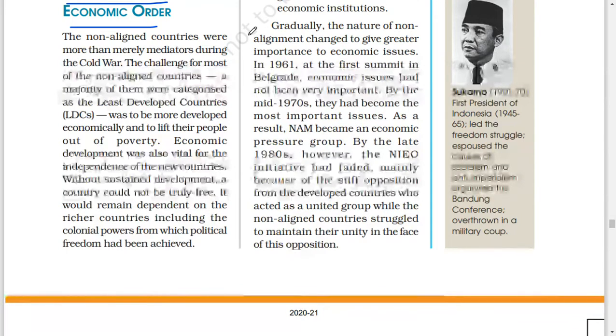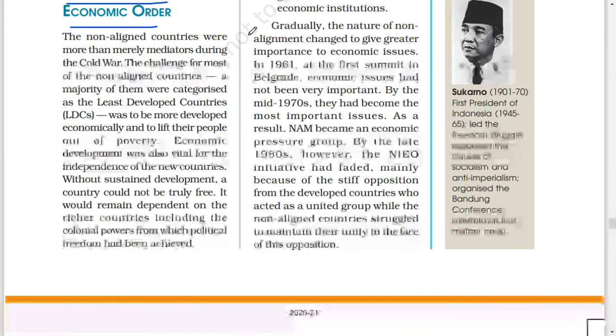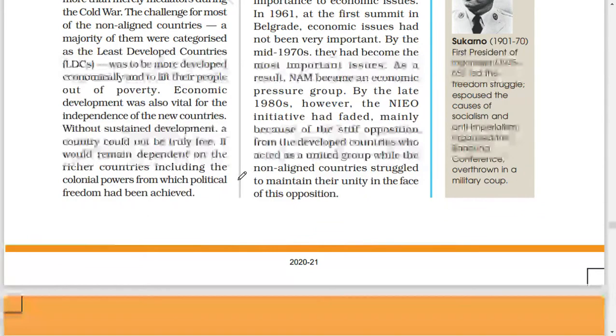Gradually, the nature of non-alignment changed to give greater importance to economic issues. In 1961, at the first summit in Belgrade, economic issues had not been very important. By the mid-1970s, they had become the most important issues. As a result, NAM became an economic pressure group. By the late 1980s, however, the NIEO initiative had faded, mainly because of the stubborn opposition from the developed countries who acted as a united group, while the non-aligned countries struggled to maintain their unity in the face of this opposition.